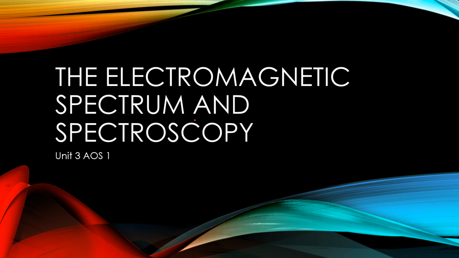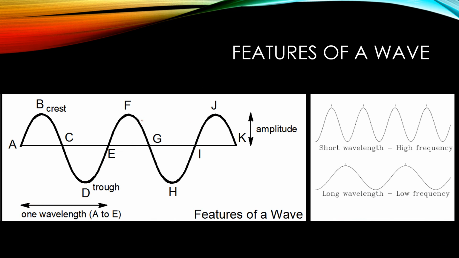In this video I'm going to be talking about the electromagnetic spectrum and spectroscopy. So first off, I want to talk about the features of a wave. A wave has amplitude, it has a crest and it has a trough. But more importantly, I want to speak to you about the wavelength.